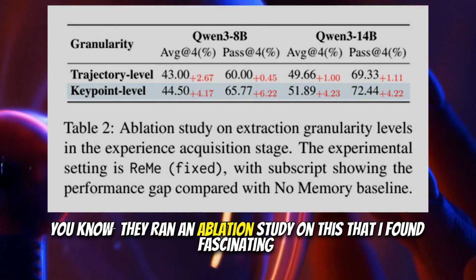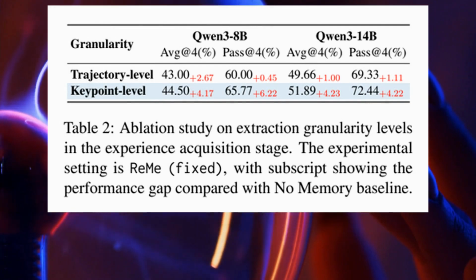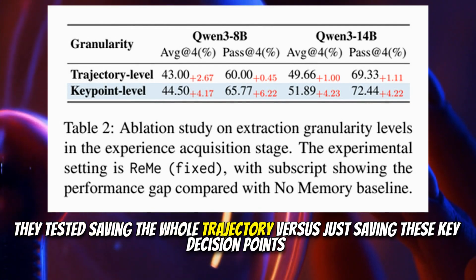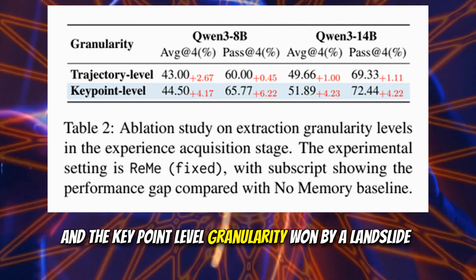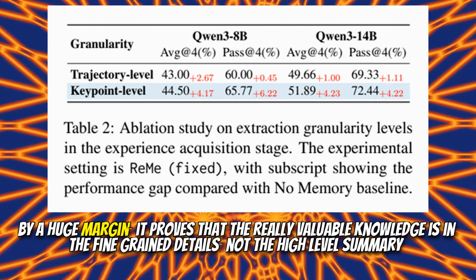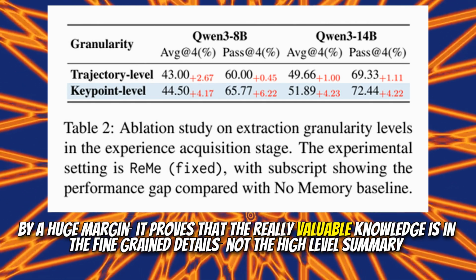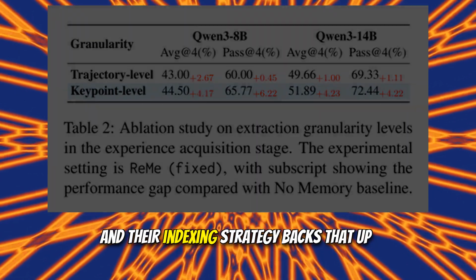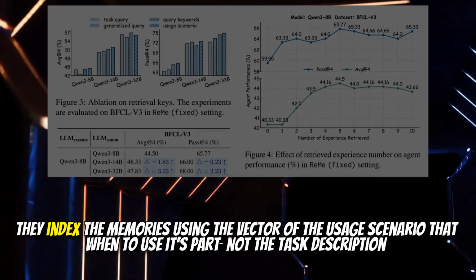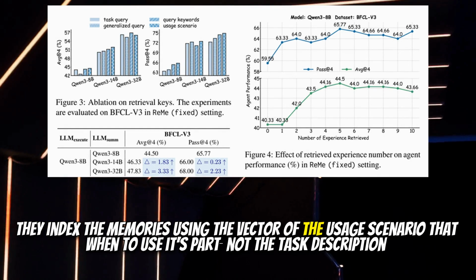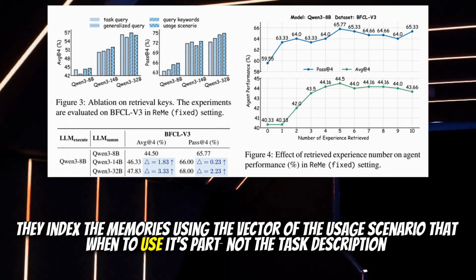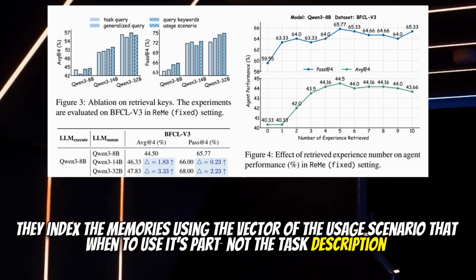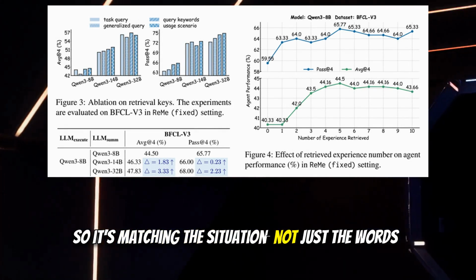You know, they ran an ablation study on this that I found fascinating. They tested saving the whole trajectory versus just saving these key decision points. And the key point level granularity won by a landslide. By a huge margin. It proves that the really valuable knowledge is in the fine-grained details, not the high-level summary. And their indexing strategy backs that up. They index the memories using the vector of the usage scenario, that "when to use" part, not the task description. So it's matching the situation, not just the words.